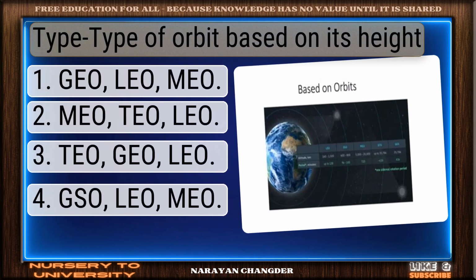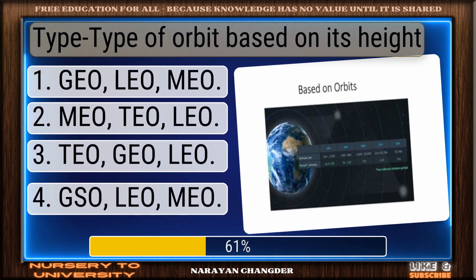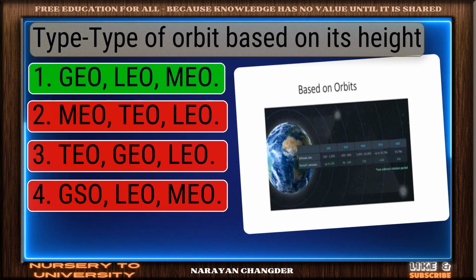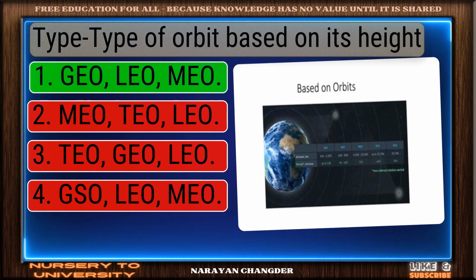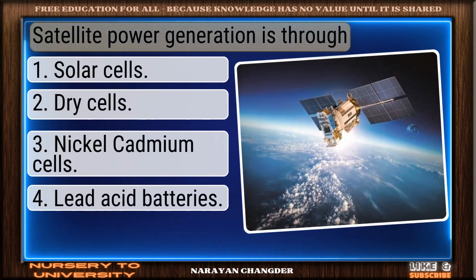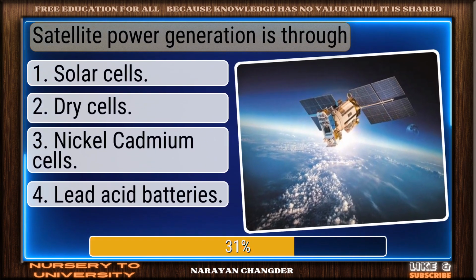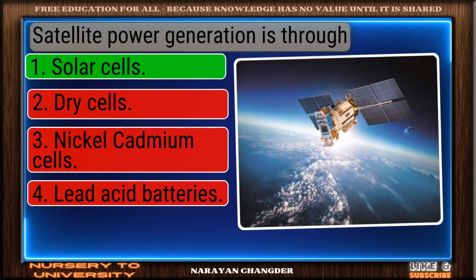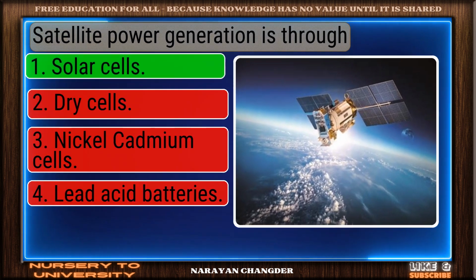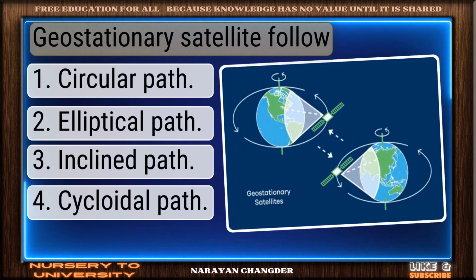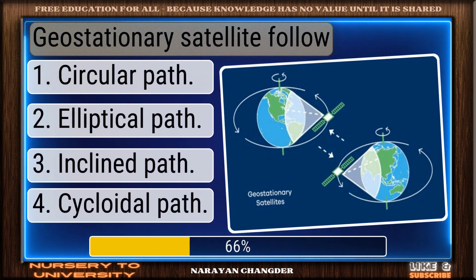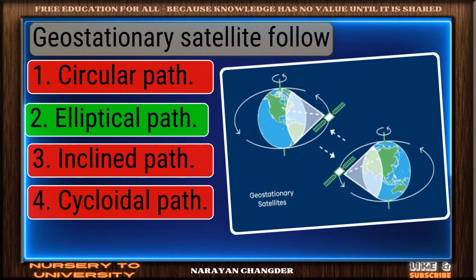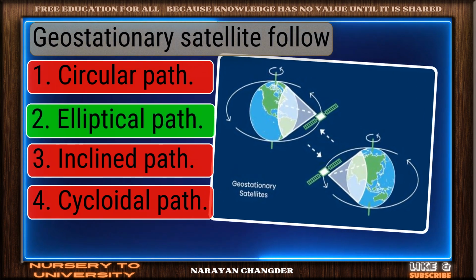Type of orbit based on its height. Good job. Your answer, GEO, LEO, MEO, works well here. Satellite power generation is through. Great thinking. Solar cells is the right choice. Geostationary satellite follow. Valid point. Elliptical path is true.